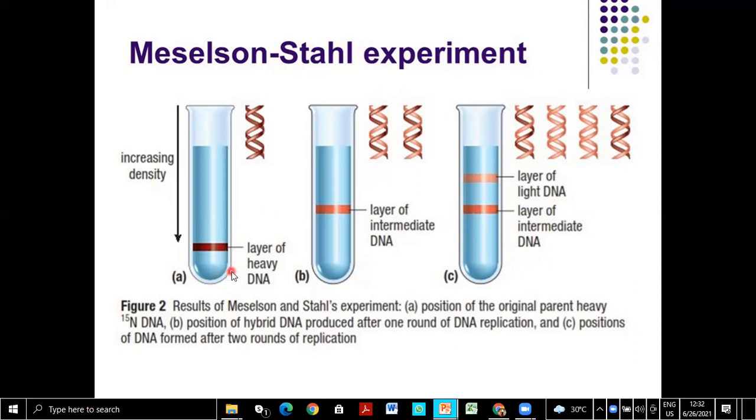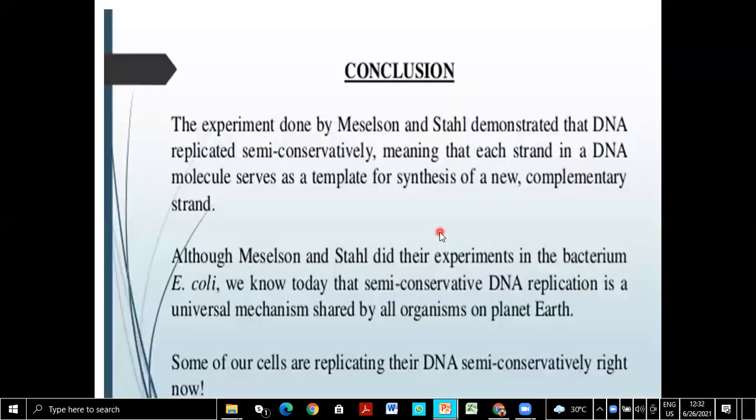So you can see again the result of Meselson and Stahl. A is the position of the original parent. This is the heavier N15 and N15 strand. And here is the second generation, N14 and N15, because they are grown in the N14 medium. So it is a layer of intermediate DNA. And here is a layer of lighter DNA, because the N14 strand will pick up N14 nucleotides and the new strand will be N14. So N14 N14 and N14 N15. This is how they proved that DNA replication is semi-conservative.